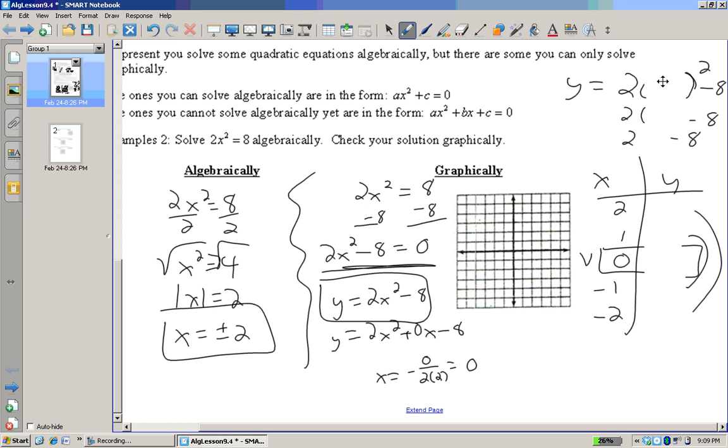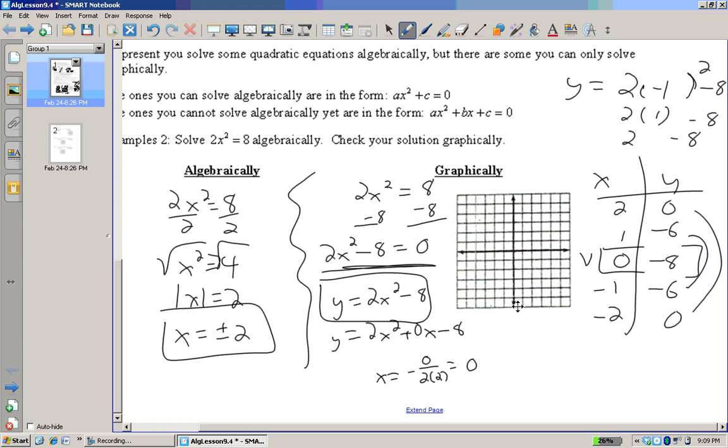So plug in 2. 2 squared is 4, times 2 is 8. 8 minus 8 is 0. Plug in the 1. 1 squared is 1, times 2 is 2, minus 8 is negative 6. 0 squared is 0 times 2 is still 0. Minus 8 is negative 8. Negative 1 times negative 1 is 1 times 2 is 2. 2 minus 8 is negative 6. The symmetry is working. This is good, so we get a 0 as well because the symmetry is still preserved. Sorry about that. All right, now 0, negative 8.